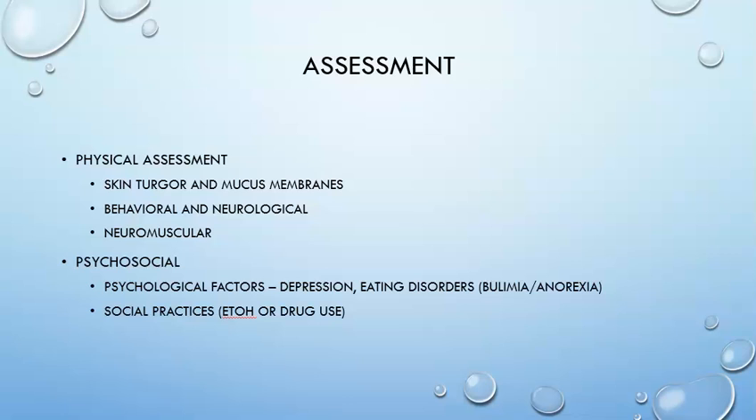So we're going to assess their skin turgor and look at their mucous membranes. Mucous membranes can tell you a lot about a patient's hydration status. Do they have cotton mouth? Do they complain of just an excessively dry mouth? Then that would indicate they're not drinking enough. Their eyes, are they able to cry? Are they able to make tears?